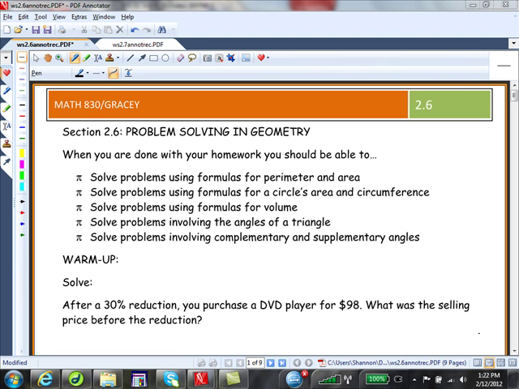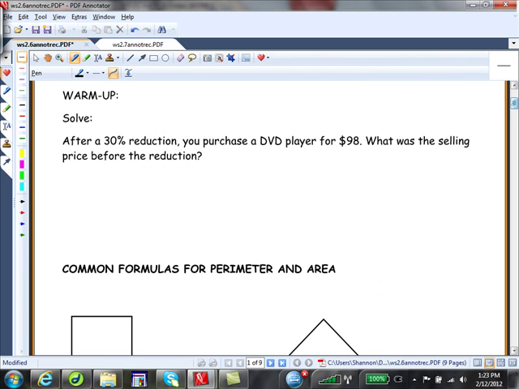Continuing with beginning algebra, we'll be going over problem solving in geometry for this lesson. So we'll be using familiar formulas for perimeter and area, also circles, area and circumference, volume formulas, and triangle problems, angles of a triangle, and then complementary and supplementary angle problems. So why don't you go ahead and do the warm-up, pause the movie, do the warm-up, ready, set, go.